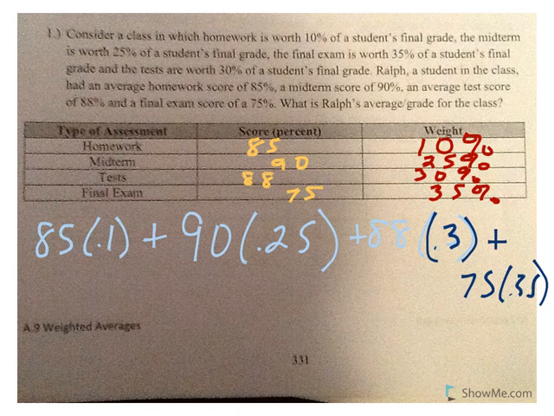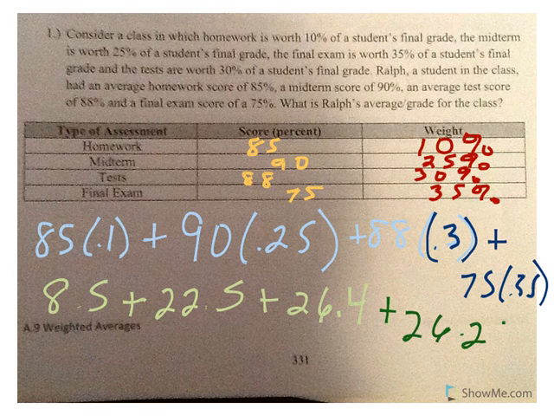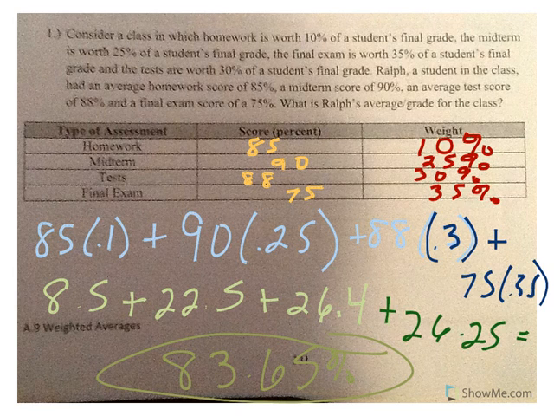So I've got 8.5 plus 22.5 plus 26.4 plus 26.25. So these are like the points that you earned in each category. So when I add all of those together, I end up with a grade of 83.65%. Like this is your overall grade, which is a B.